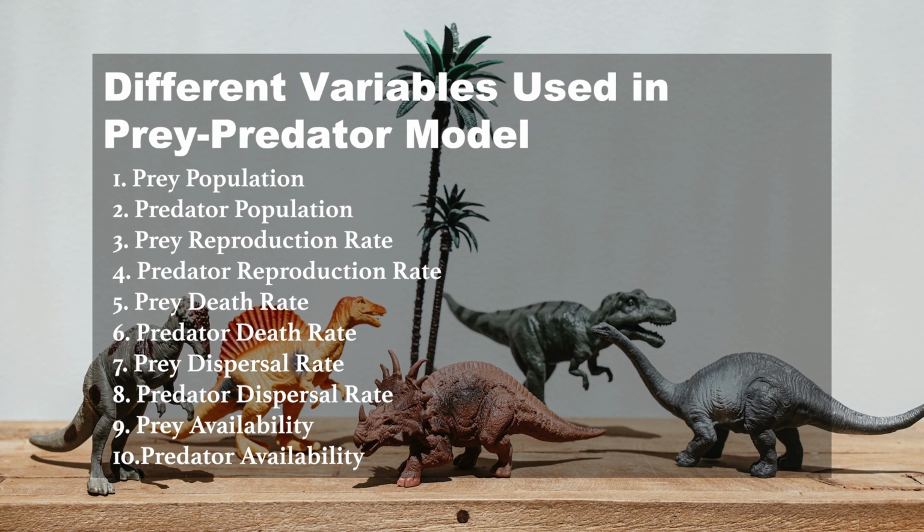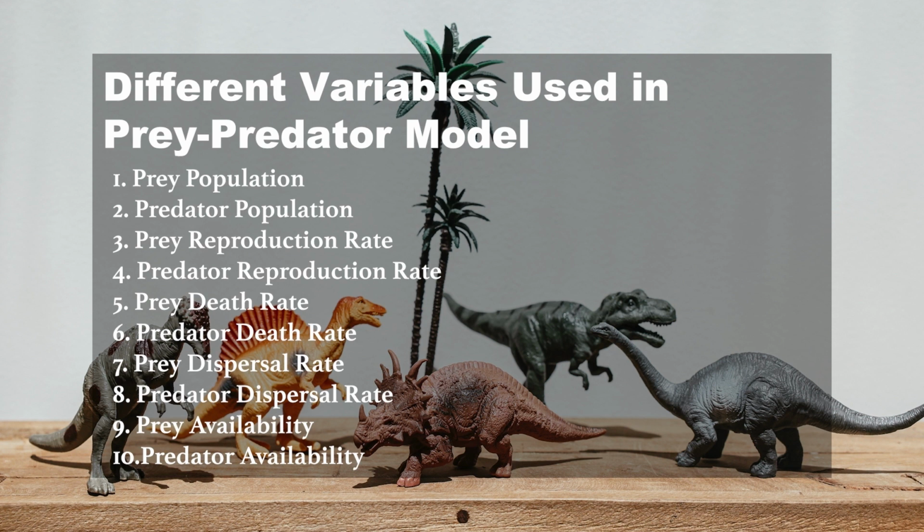The sixth variable, predator death rate. It is the rate at which predators die in an ecosystem, which can be caused by lack of available prey or food or external forces such as disease. The seventh variable, prey dispersal rate. It is the rate at which prey move or disperse into new areas in an ecosystem. Eighth one, predator dispersal rate, the rate at which predators move or disperse into new areas in an ecosystem.